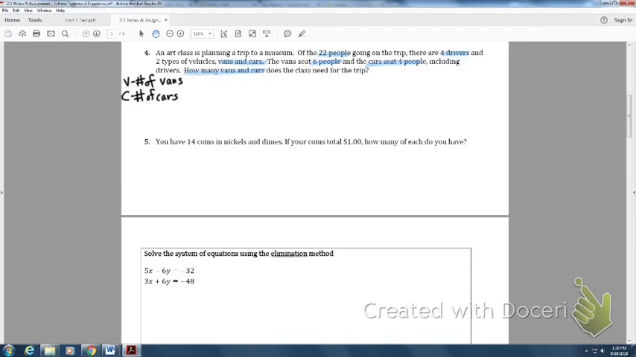Can somebody tell me what one of my equations would be for this problem? Okay, keep going. What would that equal? Somebody else tell me. What'd you say? 22. The number of people going. 6 people in the van, 4 people in the car. There's 22 total people going. What would my other equation need to be?